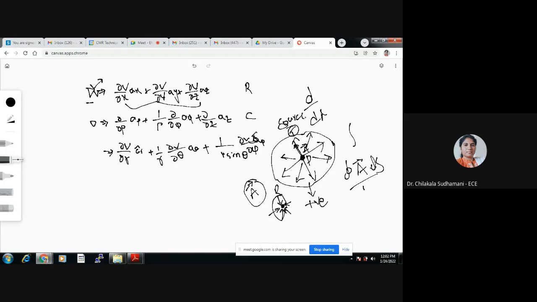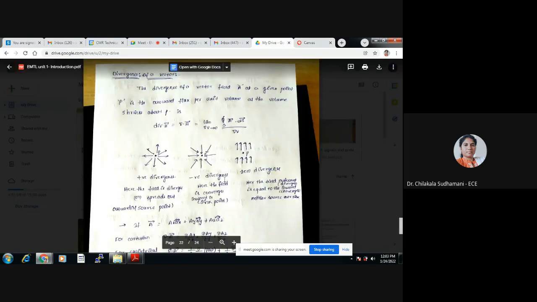Transmitter or source point. If you are capturing the total field strength present at a particular point, it is coming inside, then it is considered negative divergence, or it is considered receiver or sink. In general, the names are source and sink. Source is outward, sink is inward. Sink is considered as inside.